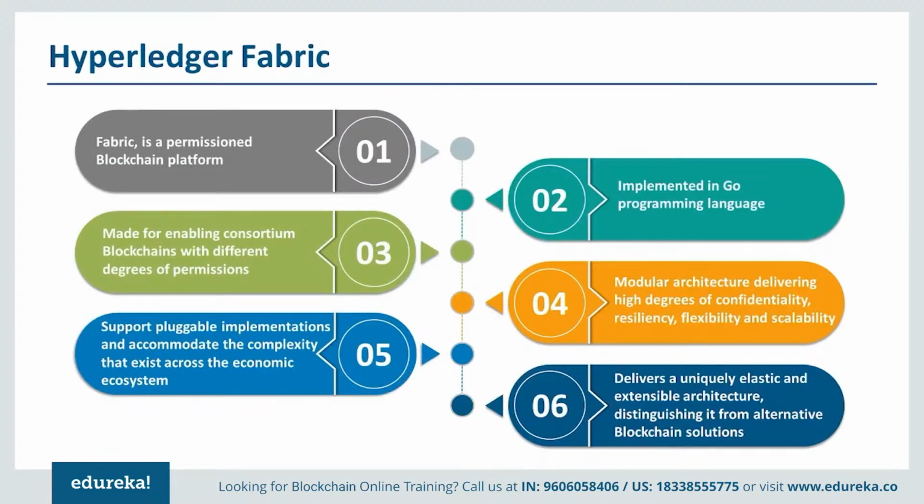Fabric is the most often used one. Fabric is a permissioned blockchain network implemented in the Go programming language. Although the Fabric network is implemented in Go, the smart contract can be written in any language where the SDK is available. It is made for enabling consortium blockchains with different degrees of permissions. So we have public, we have private, and we have consortium. Private and consortium networks are primarily created using Hyperledger.